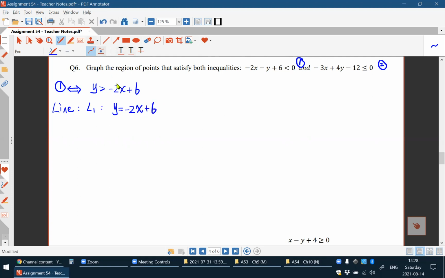And then we can find this line in the 2D Cartesian plane. Again, in order to find this line, it's better to find its x and y intercepts. So when x is 0, you need to check what is y? When x is 0, y is 6, right? And also note that when y is 0, x equals 3. Okay, so now let's draw this line in the Cartesian plane.